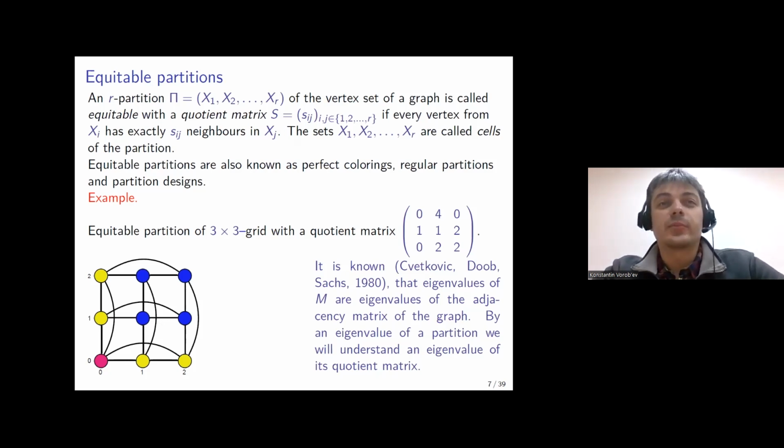So here you see an example. We took a 3x3 grid, and this equitable partition with pink, yellow, and blue cells. And we have a 3x3 matrix with the corresponding parameters. There is a popular result that eigenvalues of the quotient matrix of a partition must be eigenvalues of the adjacency matrix of the graph. For example, it can be found in the book by Cvetković, Doob, and Sachs. By an eigenvalue of a partition, we will understand an eigenvalue of its quotient matrix.